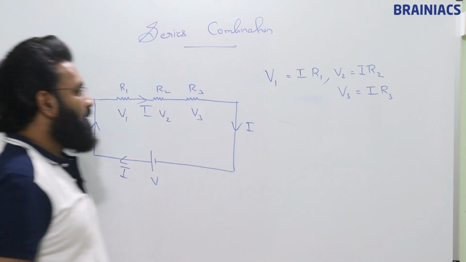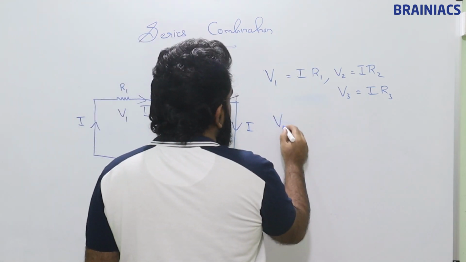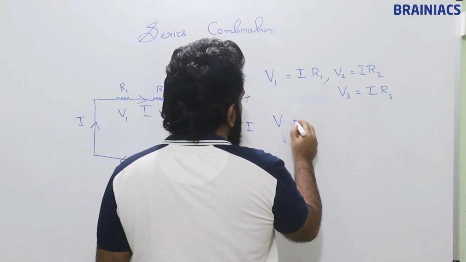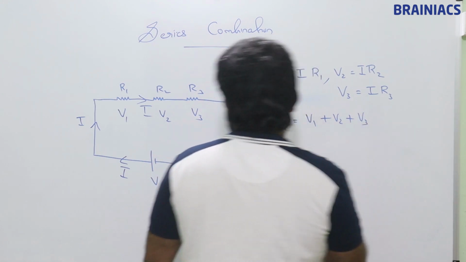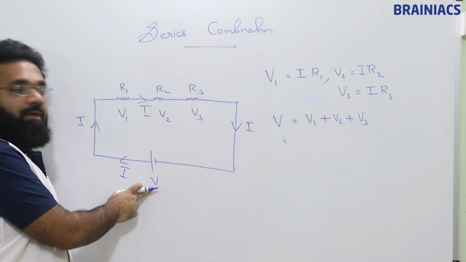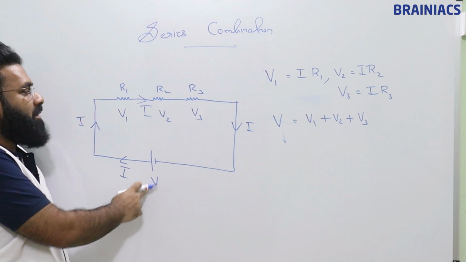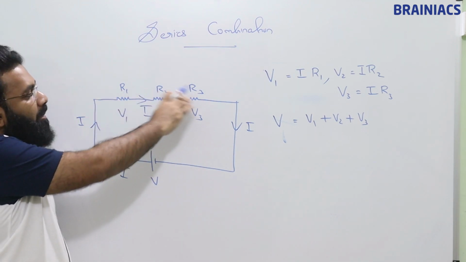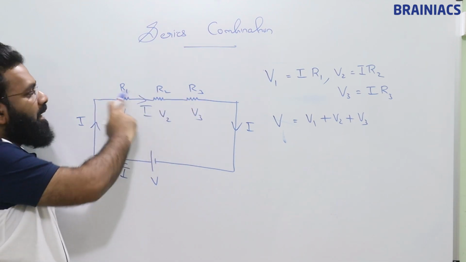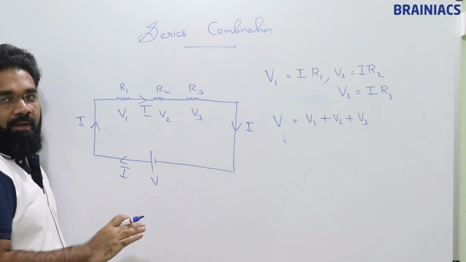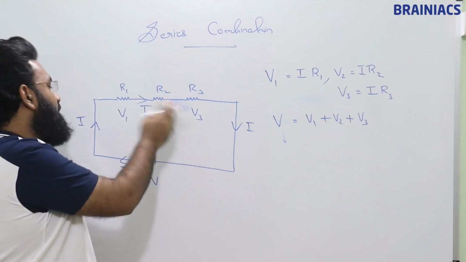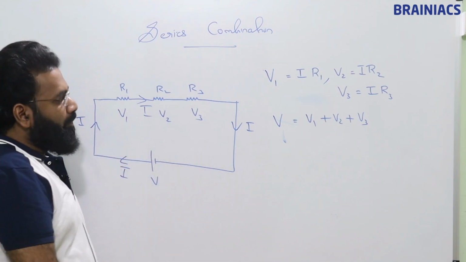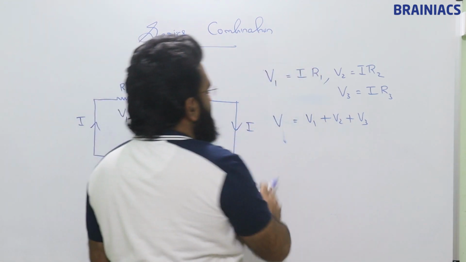Now this voltage V will be divided among R1, R2, R3. So I can write V is equal to V1 plus V2 plus V3. Whatever potential difference we apply, this potential difference will be divided among the resistances. Need not be equally. If the resistances are different, then which one has more resistance, that will consume more voltage because of this relation.